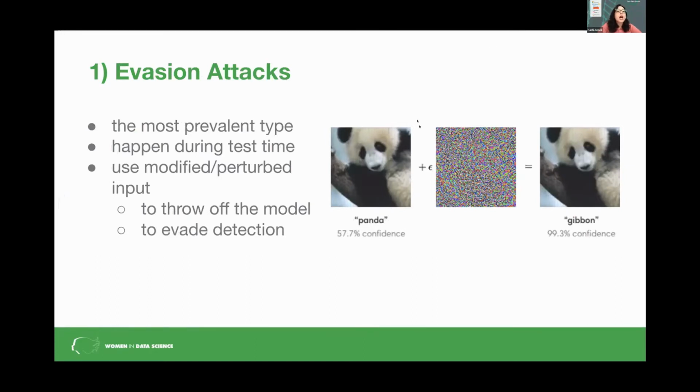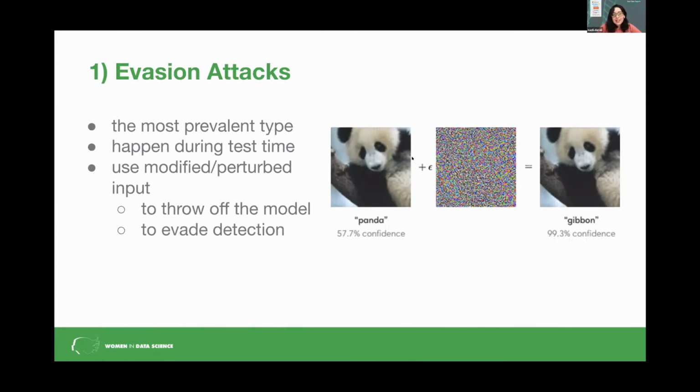Okay, so the first type of attack is the evasion attacks. So this is the most prevalent and most popular type of attack. And as I mentioned before, it happens during the test time. So the attacker modifies or perturbs the input data to throw off the model and to evade detection. So in here, this is a very simple example of it. So this is an image classifier, and it classifies an image as a panda or a gibbon.